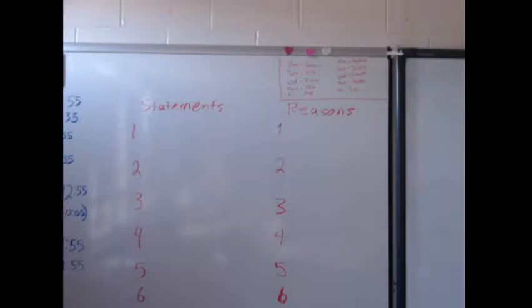Number 1: if A is equal to 2B, then A minus C equals 2B minus C. So what property did we use? What did we do on both sides? It's pretty much the same thing, except we didn't add, we subtracted. We subtracted C from both sides. So 1 is B.